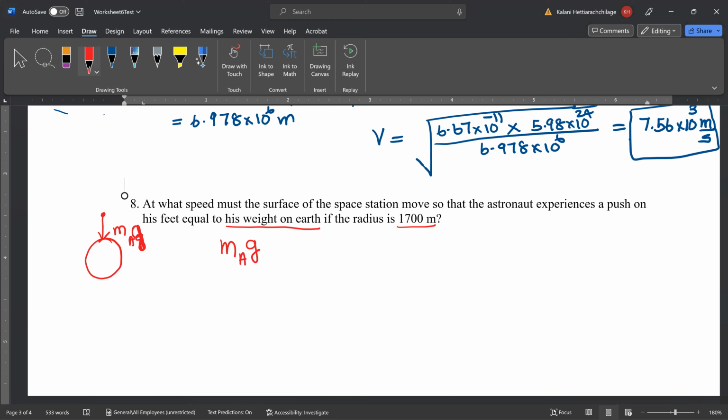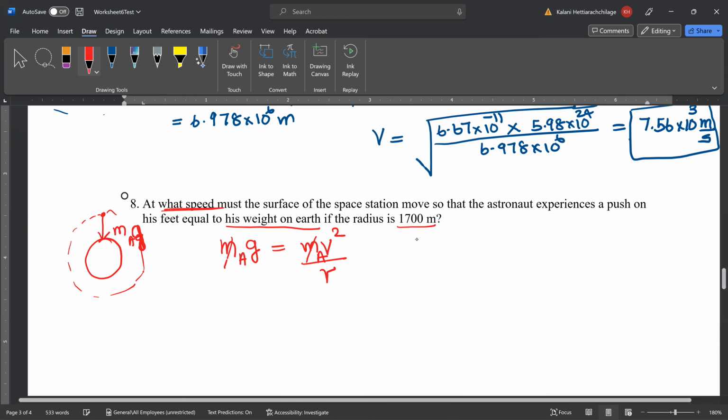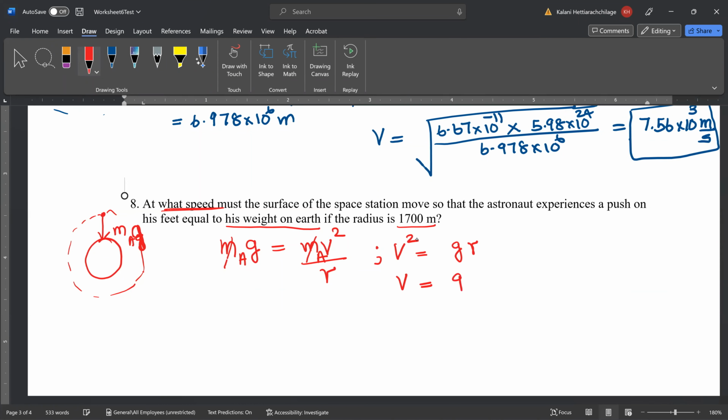So that will be equal to, when it does the circular motion, we know that it will be equal to the centripetal force. That means mv squared over r. This is also the mass of the astronaut, right? Since it is asking what the speed is, you see that the mass will cancel out, and I can write it as, cross multiply by r, and then we have v equals the root of g times r. So now we can calculate that easily.